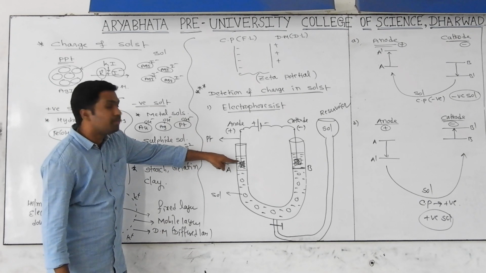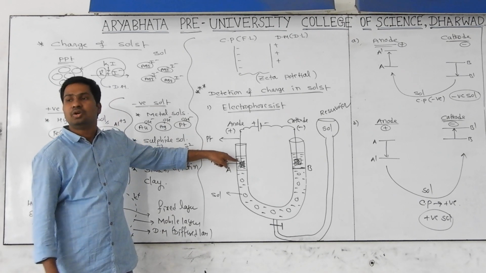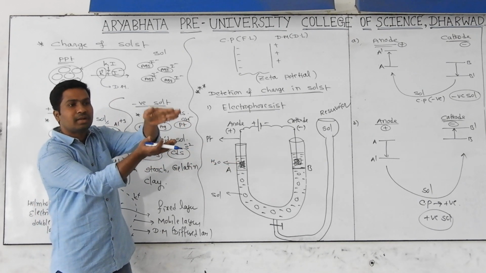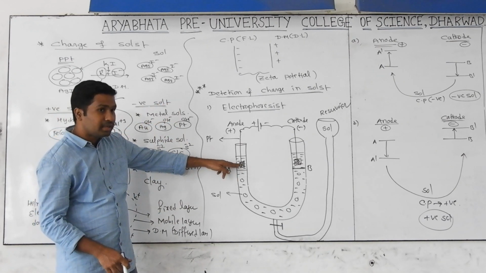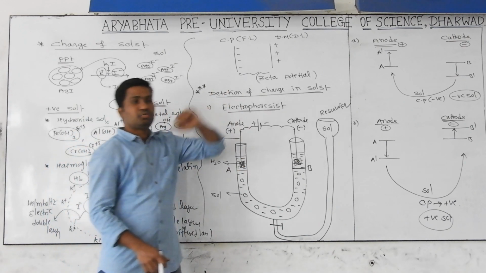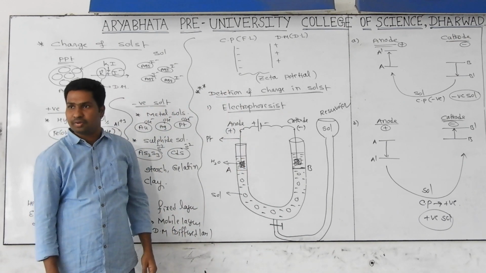So we have to use a medium, nothing but water, to avoid direct interaction between the electrodes and the sol. And one more important thing: by using water here we are getting sharp boundaries. That is the two advantages. Are all of you getting it or not? Yes.